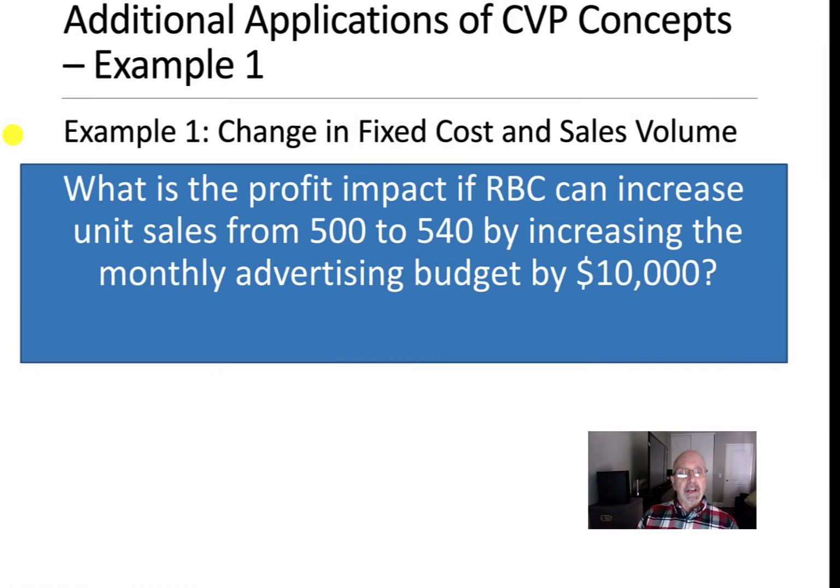So here we're going to look at a change in fixed cost and sales volume. What's the profit impact if RBC can increase unit sales from 500 to 540, so we're increasing sales by 40 units, and we're increasing monthly advertising by $10,000? Well, that means a fixed expense of 10 grand.